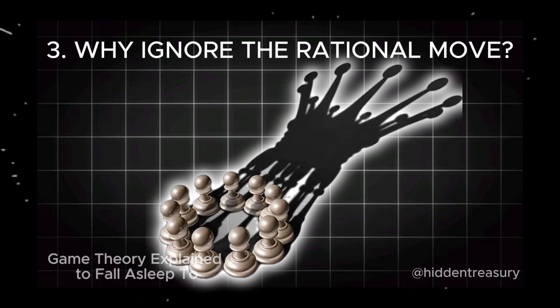Emotion also plays a huge role. The best strategy on paper might offer the highest average outcome, but people don't always think in averages. They think in regrets, in risks, in gut feelings. If a move carries even a small chance of humiliation or loss, it might be avoided entirely, especially if someone's been burned before.